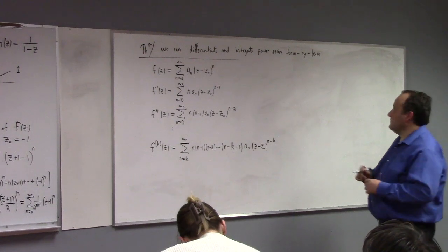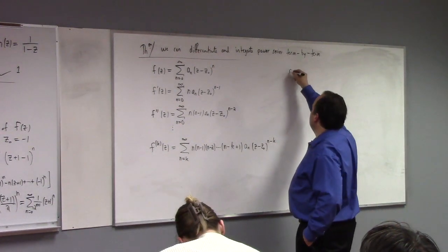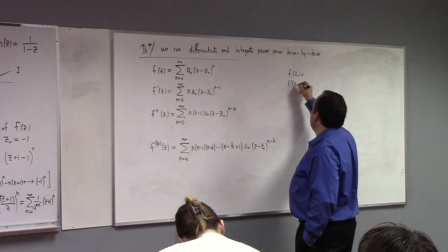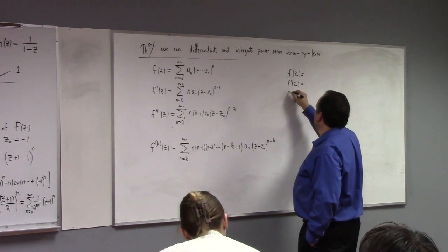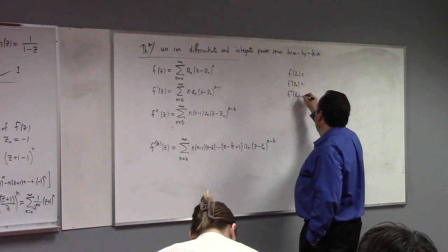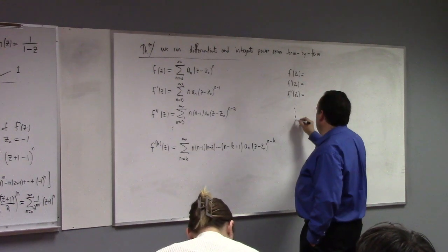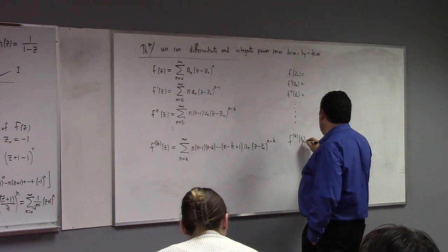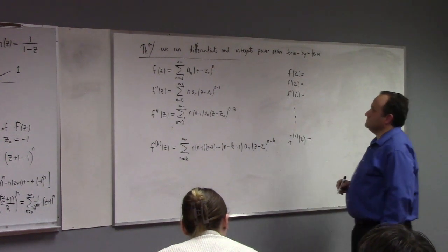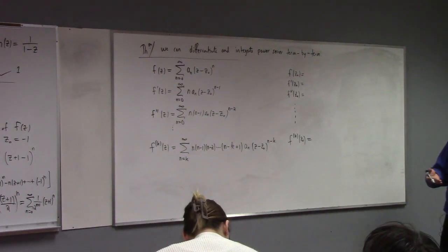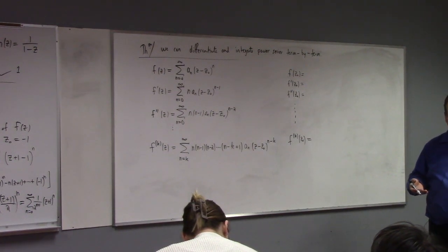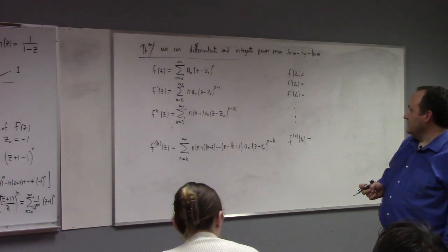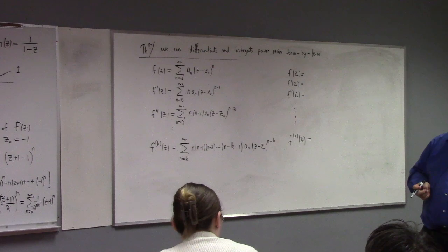All right. What happens when we evaluate? What's f of z naught equal to? What's f prime of z naught equal to? What's f double prime of z naught equal to? What's the kth derivative at z naught equal to? What happens when you plug z naught into the power series? It's always 0. It's always 0, except where?